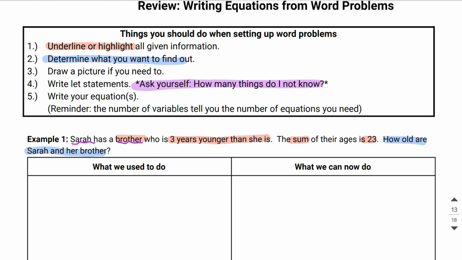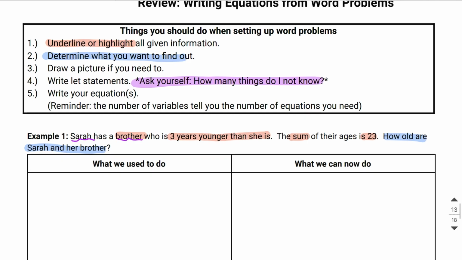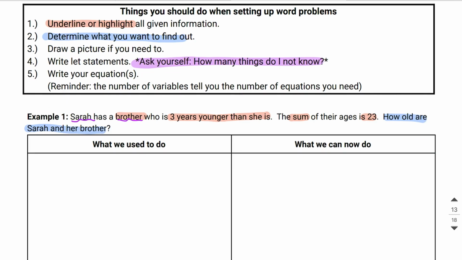If you look here, it says what we used to do. What we used to do is figure out who everybody is based on. It says Sarah has a brother who is 3 years younger than she is, so we need to know how old Sarah is first to figure out how old her brother is. So here we're going to say let Sarah's age equal, and you can call it any variable you want. What we used to do only involved one variable because we only knew how to solve an equation with one variable. So we still need to have one variable.